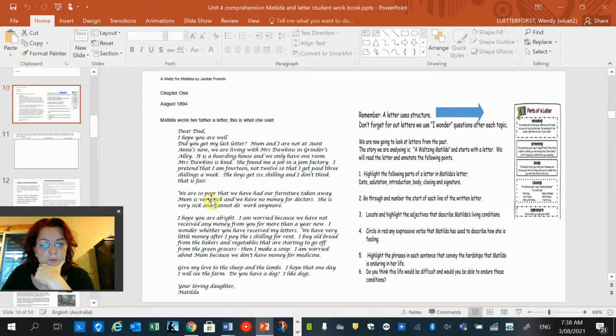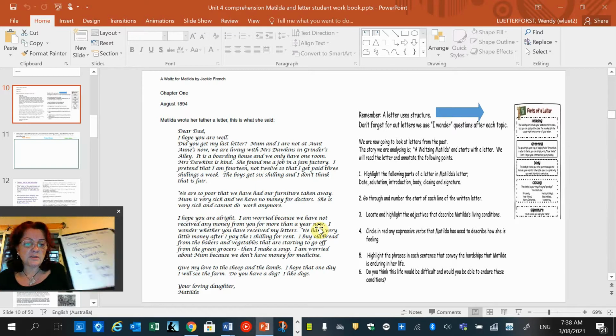We are so poor that we have had our furniture taken away. Mum's very sick, and she can't do work anymore. I hope you're all right. Is that expressing how she's feeling? I think so. I hope. And what we would normally do is we'd put the line number on there after that when we count down. Don't worry about that for today. I am worried because we have not received any money. So there we go. We'll put that in. I am worried. That's expressing how she's feeling. She's worried about something.